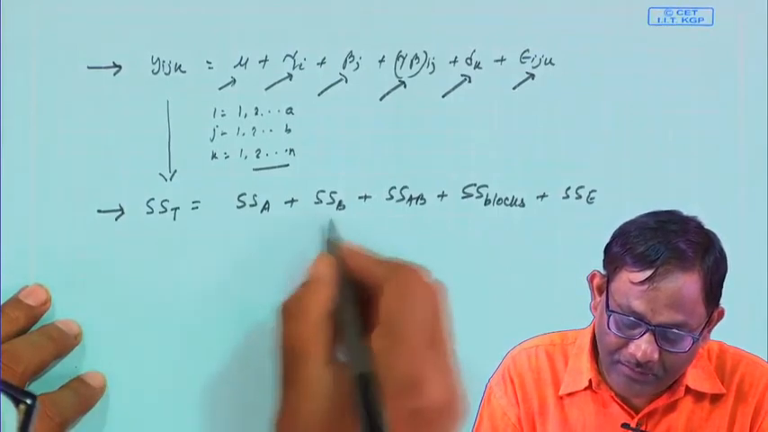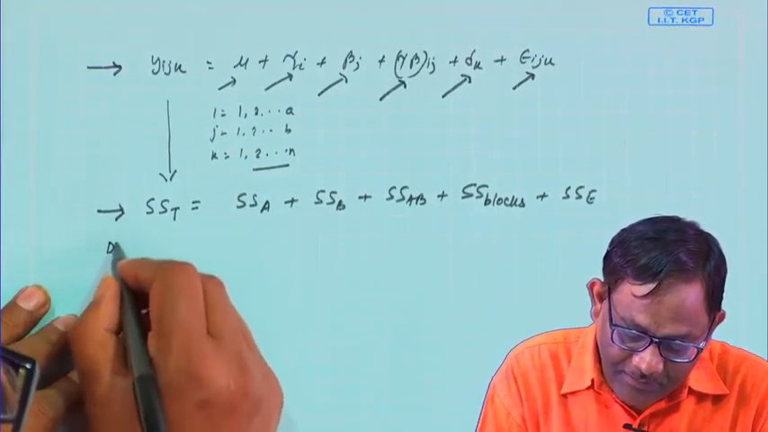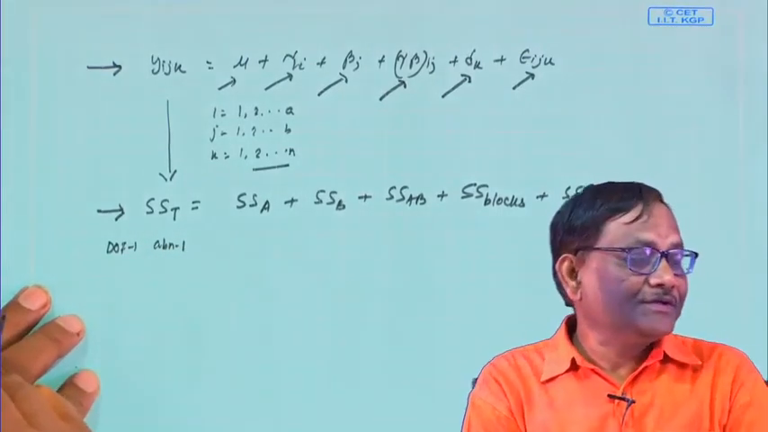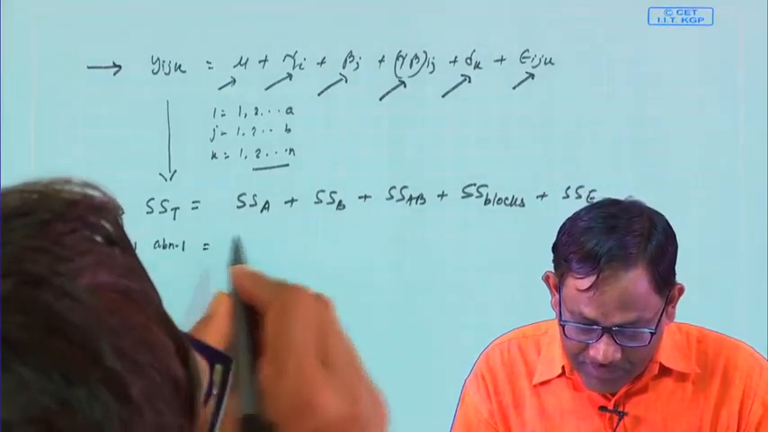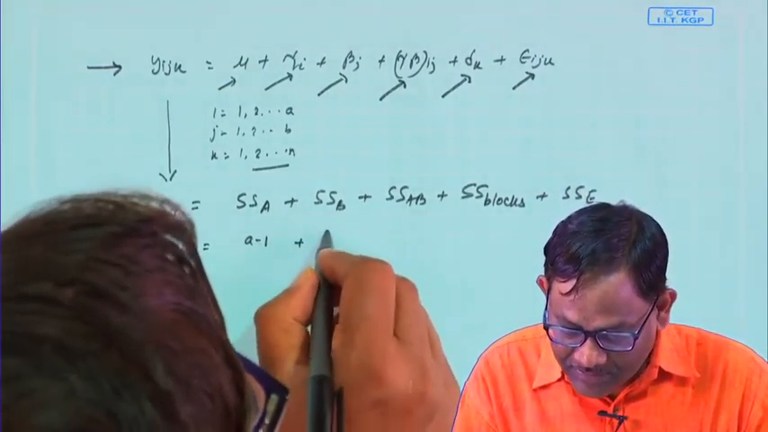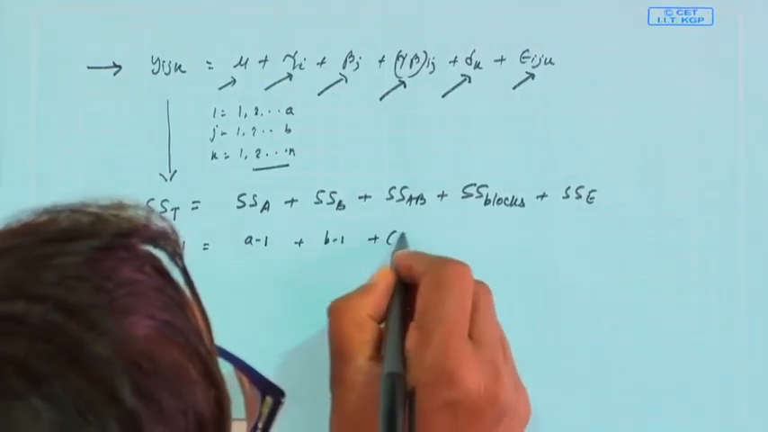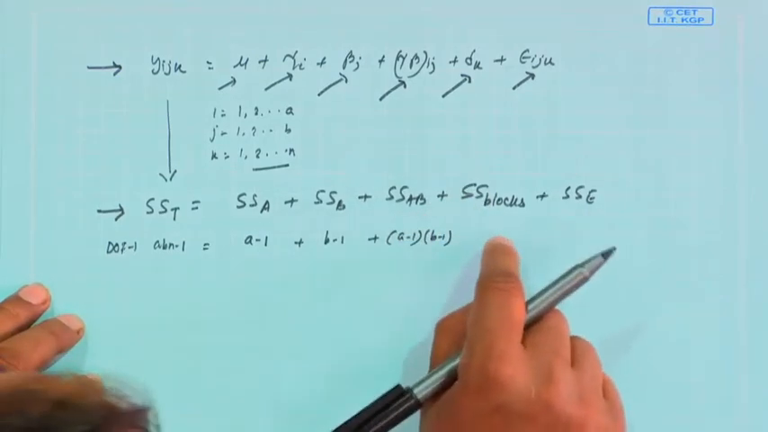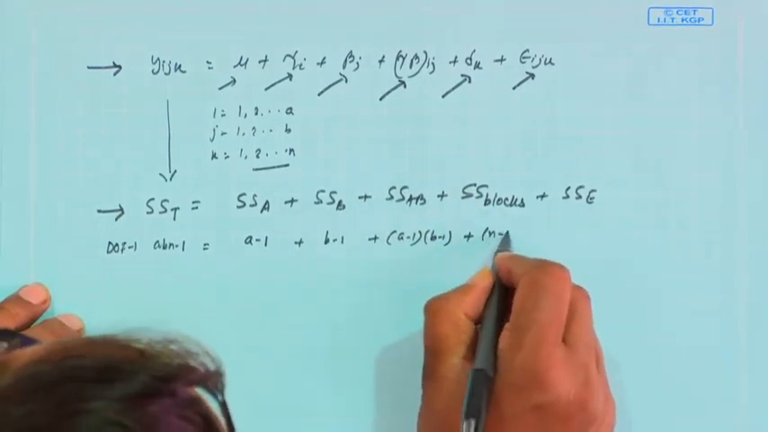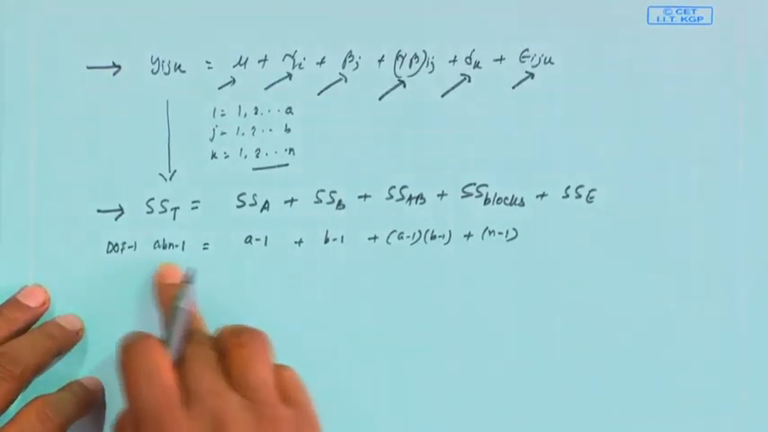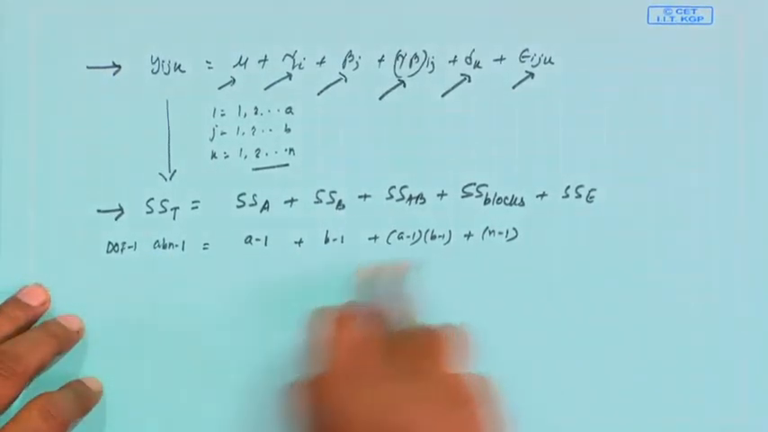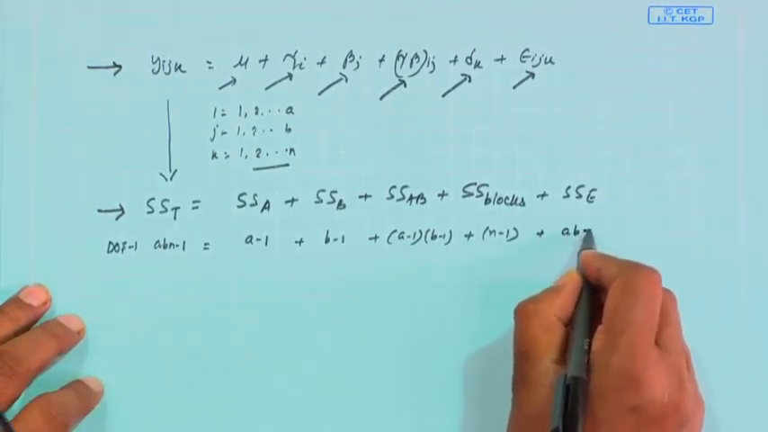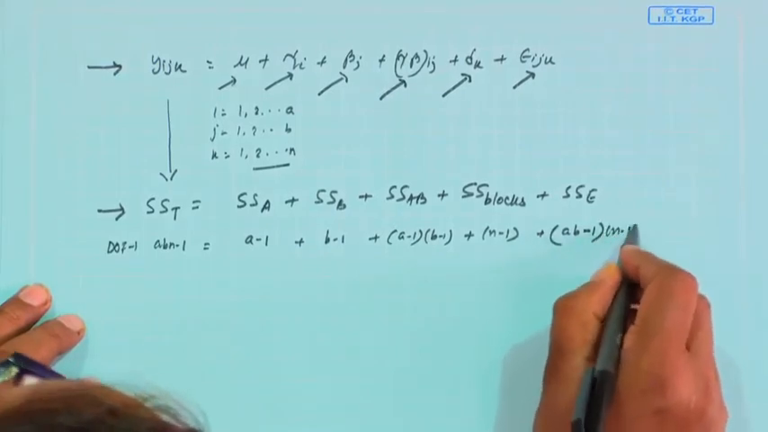Now, what will be the degrees of freedom? The degrees of freedom partitioning will be like this. Here abn minus 1 is your total. This will be a minus 1 plus b minus 1 plus a minus 1 into b minus 1 plus, how many blocks? n blocks, so n minus 1. Then the remaining, abn minus 1 minus all those things, will lead to the error degrees of freedom, which will be ab minus 1 into n minus 1.